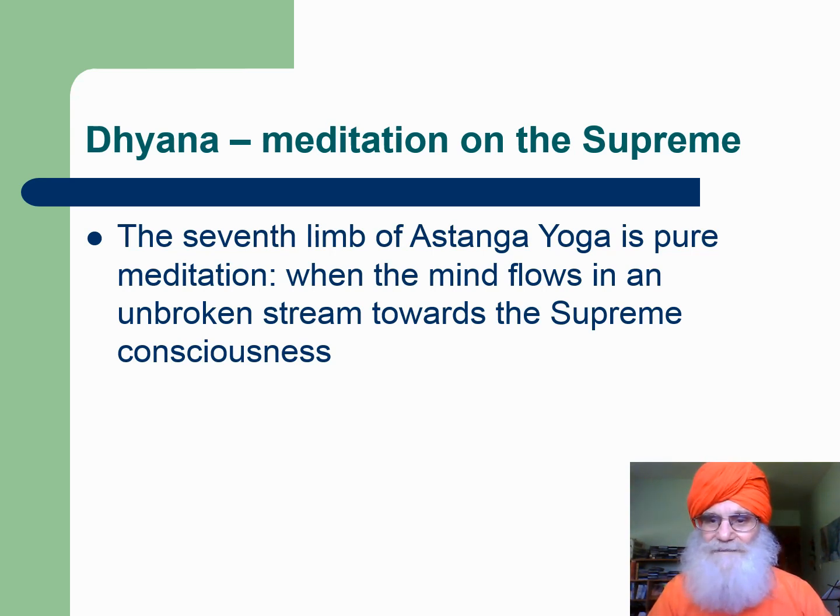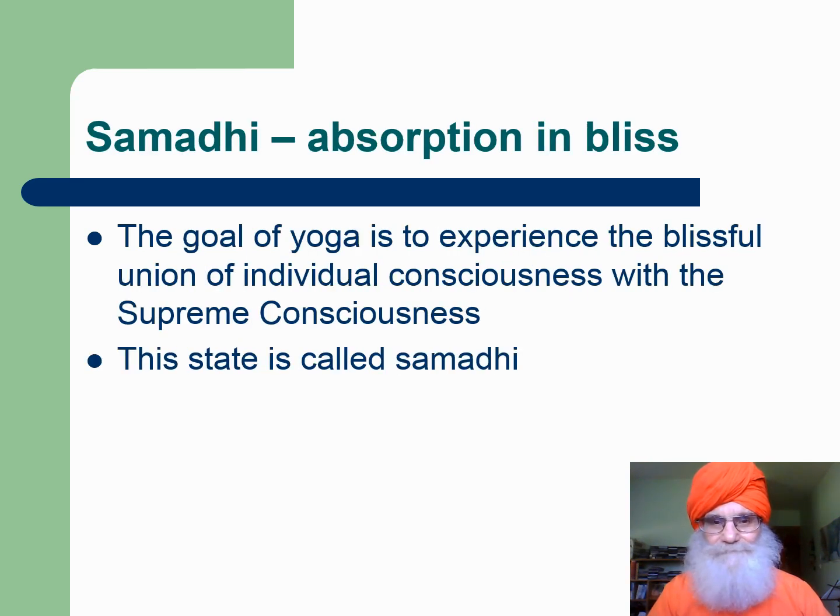Okay, now we're going to come to the 8th limb. This is Samadhi. Samadhi is absorption in a bliss. So the goal of yoga is to experience the blissful union of individual consciousness with supreme consciousness. So this state is called Samadhi. In Zen, they sometimes call it Satori. There are different higher states of mind, where people experience ecstasy, bliss, and transcendence.